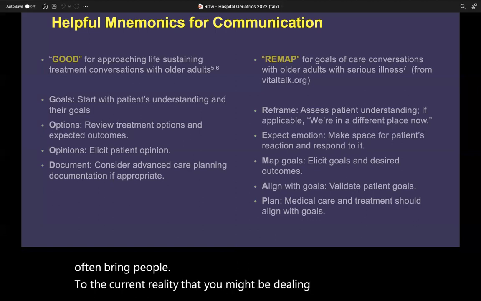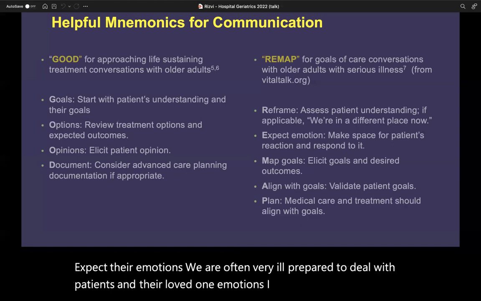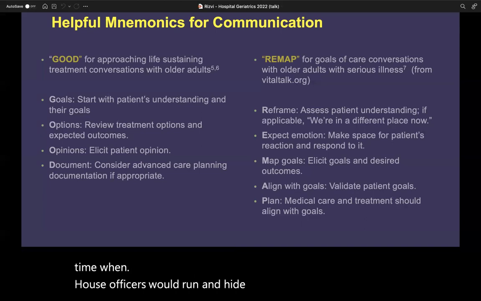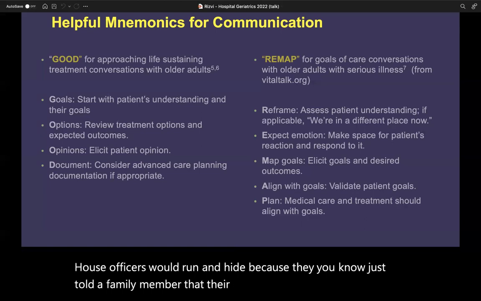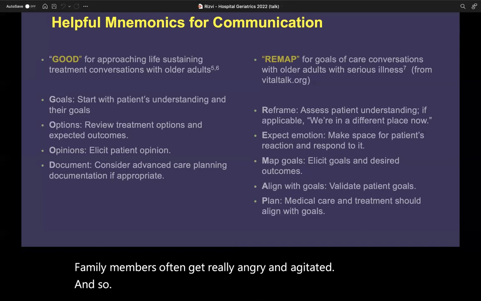And then expect emotions. We are often very ill prepared to deal with patients' and their loved ones' emotions. I remember the time when house officers would run and hide because they just told a family member that their loved one passed away, and family members often get really angry and agitated. And so, expect the emotion.